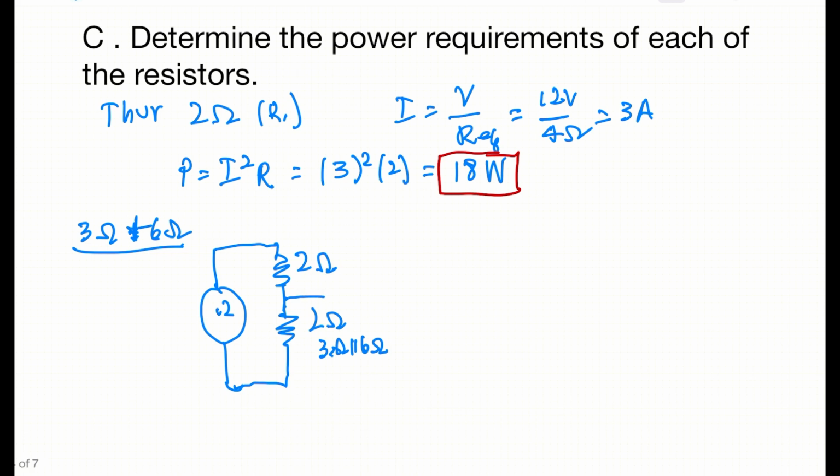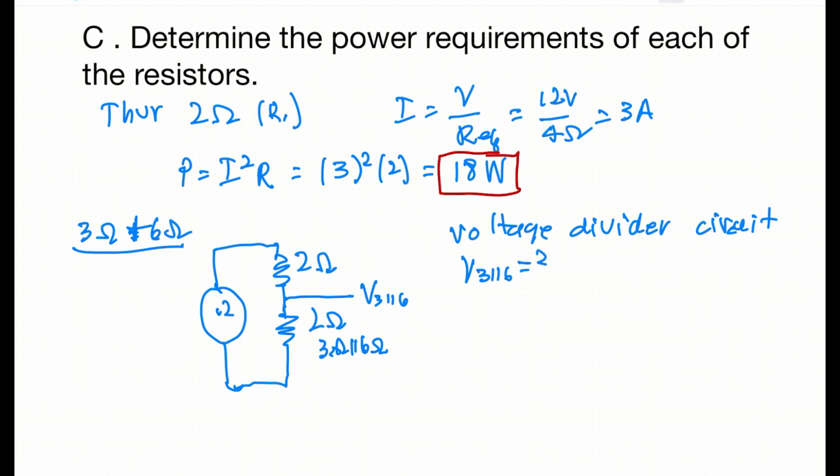So now to calculate the power requirements of these two resistors in parallel, the 3 and the 6 ohm, we need to know the voltage across the 3 in parallel with the 6 ohm. Now we're going to use what's called the voltage divider, and I have a video on that. And so what we want to do is find this voltage V3 in parallel with 6. What's the voltage across that?